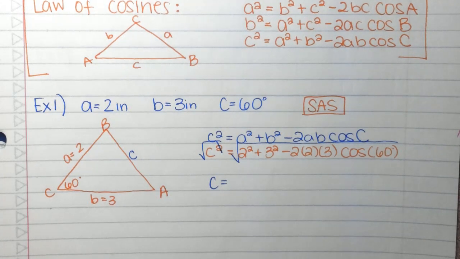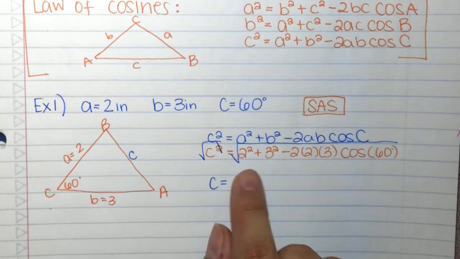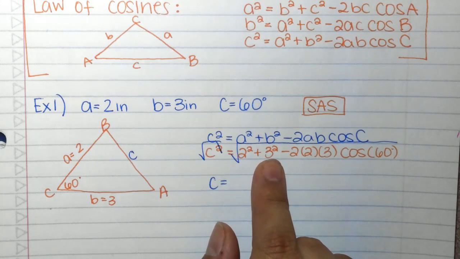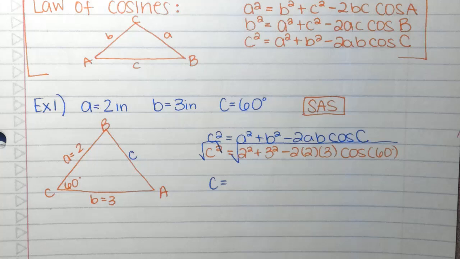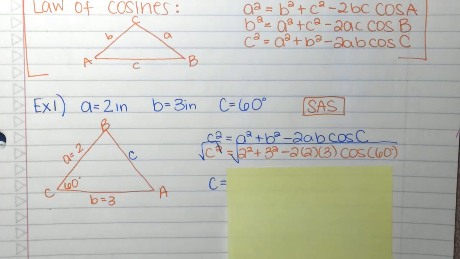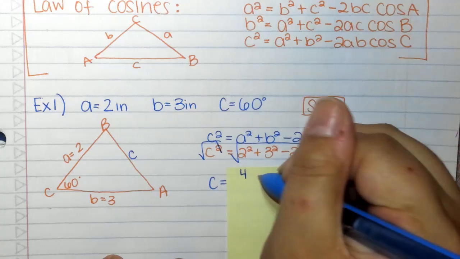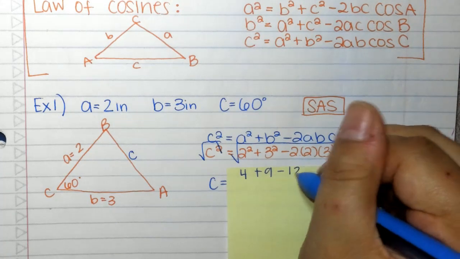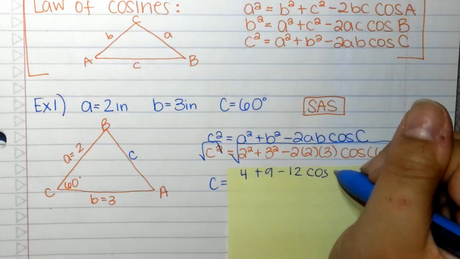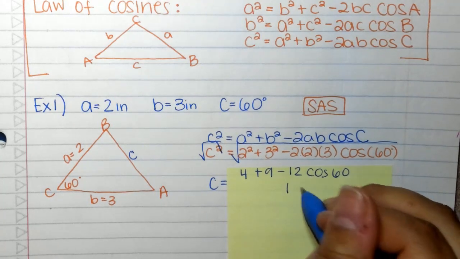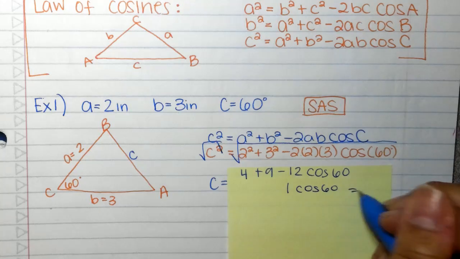Now, could you technically simplify this and do 2 squared and 3 squared? For sure. But y'all look up real quick. You know what y'all accidentally tend to do? Y'all say 2 squared is 4, 3 squared is 9, minus 2 times 2 is 4 times 3 is 12, cosine of 60. And then you do, that's 13 minus 12, that is 1, cosine of 60. Oh, that's 1/2.